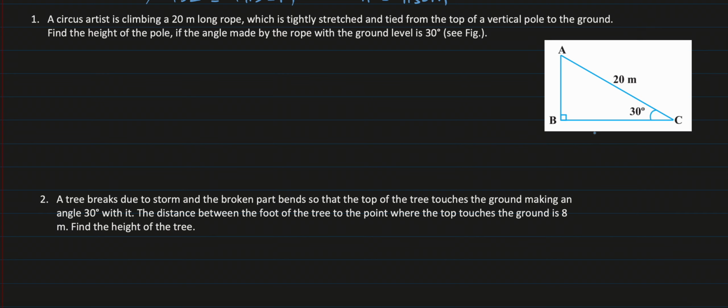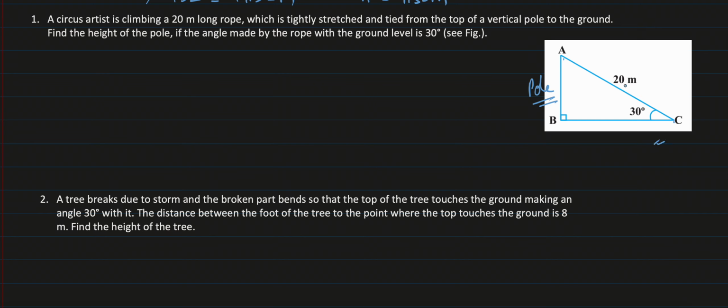We have a circus artist climbing a 20-meter rope, which is tightly stretched and tied from the top of a vertical pole, this is the pole here, AB, to the ground. It is being tied here and tied here. Find the height of the pole if the angle made by the rope to the ground is 30 degree. Over here it is given to you. It's a very simple question.